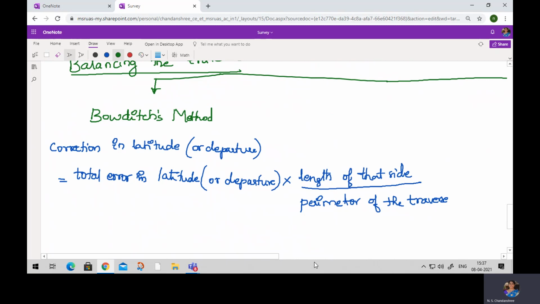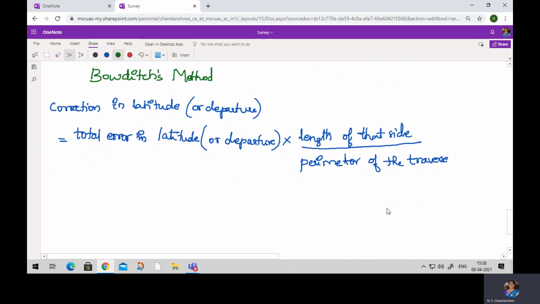Now this is the formula that is used in the calculation of the correction for latitude or departure using Bowditch's rule. So correction for latitude is equal to total error in latitude multiplied by length of that side divided by the perimeter of the traverse. Therefore the correction in departure is equal to total error in departure. Here if you are calculating for the departure, you have to put the value of departure here, into length of that side divided by the perimeter of the traverse.